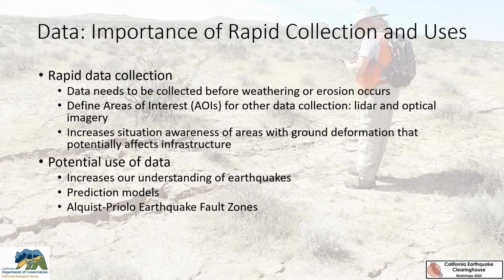Potential uses of these data after the event are, of course, understanding earthquakes better. We're able to update and refine our prediction models. And then CGS also uses these data to create or refine Alquist-Priolo earthquake fault zones.